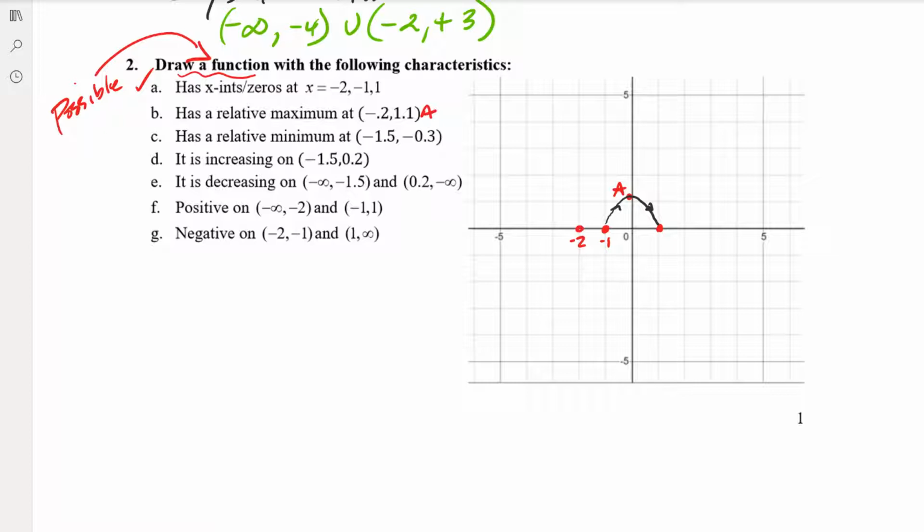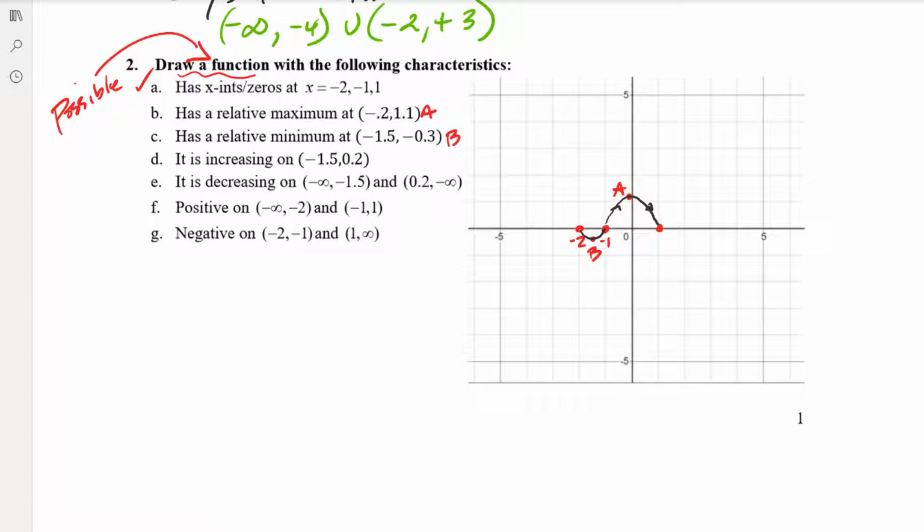And then a relative min, let's plot that. Let's call this point B: negative 1.5, comma negative 3/10. So roughly right about here, this is point B. Because it's a minimum, it's got to go down and then back up again. So the function's got to do something like that. It's increasing on negative 1.5 to 0.2, and so that's happening.